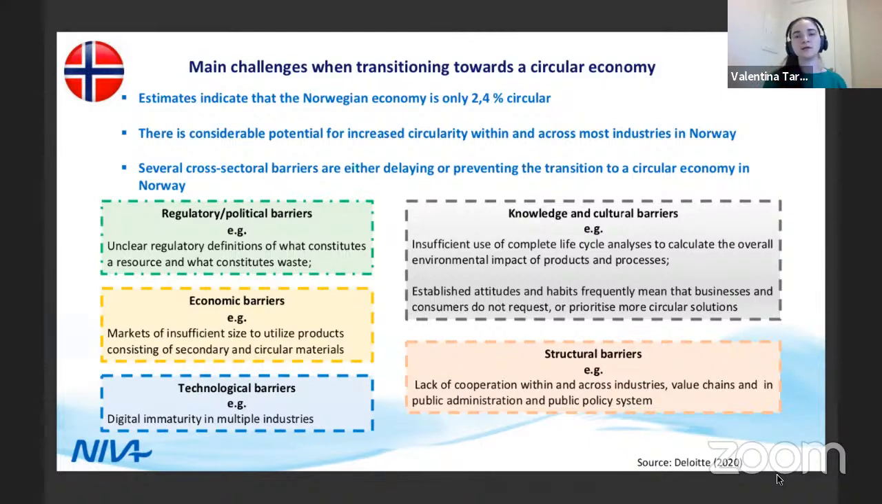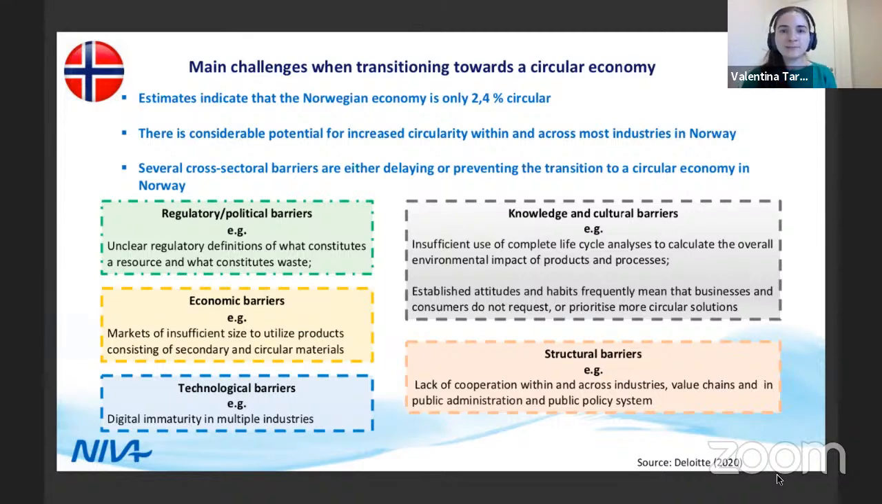Despite this series of challenges, the study ends with a quite positive note, mentioning there is a considerable potential for increased circularity within and across most industries in Norway.